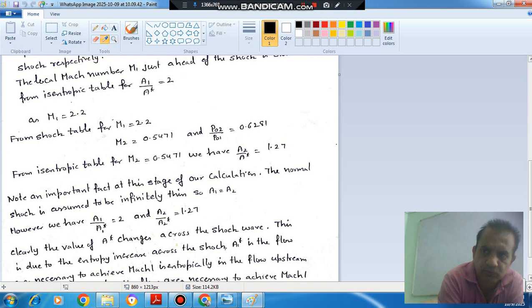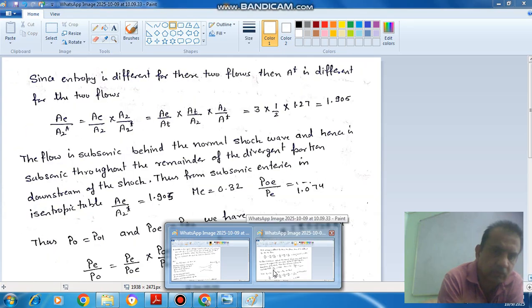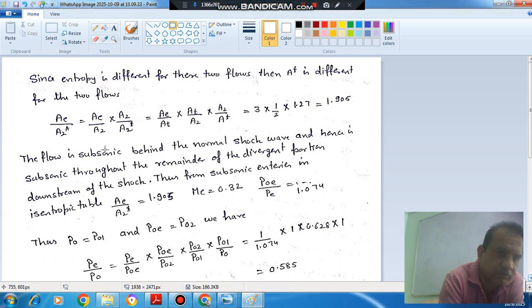So now after shock there is an isentropic process, and for that portion A2 star will be the A star for any location, whether it is this location or exit location. After 2, A2 star is the critical area. So now if we find out A exit by A2 star and see the Mach number corresponding to it in the isentropic table, then it is the Mach number at exit. So we now will find out AE by A2 star. AE is your exit area.